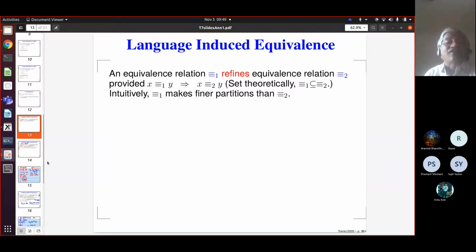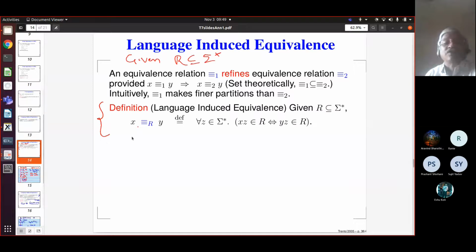Then there is this one last idea, language induced equivalence. You are given some language R, maybe a regular language R, or a context free language R. We define with respect to that R, just as an automaton induced an equivalence which was a congruence, this language R will also induce an equivalence which will be a congruence. Here there is no automaton, we only have the language. Is that clear?